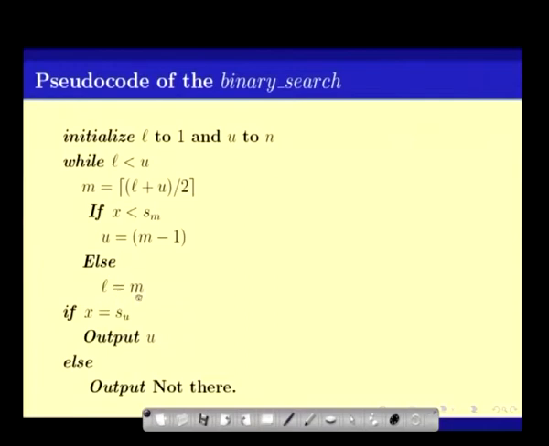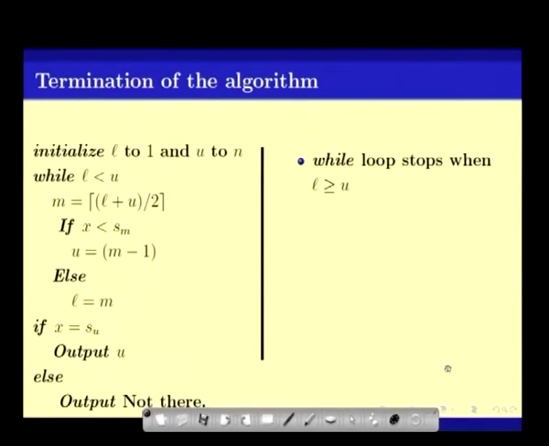So, L is equal to m, and when L becomes equal to U, then all we are left with is this one element Su or Sl, which are both the same now, and then we can just check if x is equal to it. So, this is the pseudocode of the binary search, and one of the main things to check is the termination of this algorithm. It is a bit crucial thing to check.